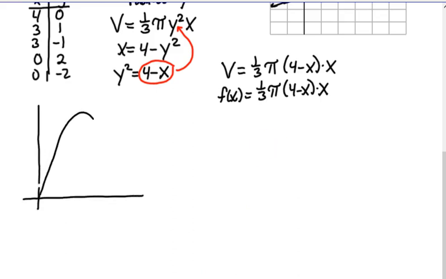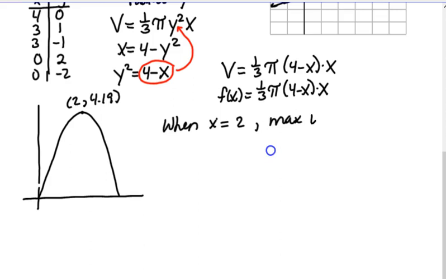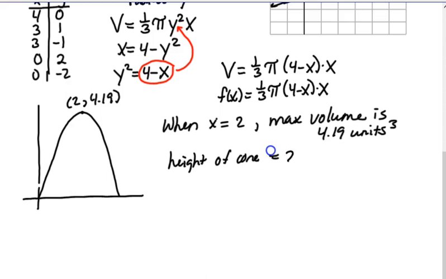So we have this parabola here. The top of the parabola is the point 2, and I think it was 4.19. So we can say when x equals 2, the maximum volume is 4.19 units cubed. So the height of the cone equals 2 units.